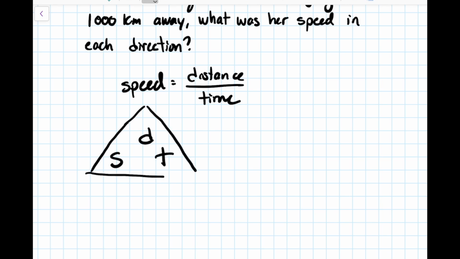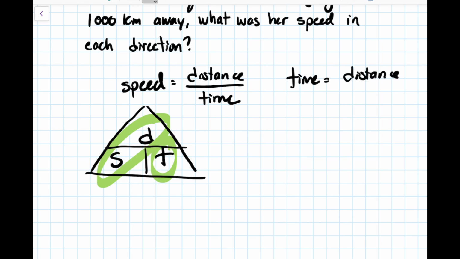But the important thing about this triangle is that it can also help us figure out other things. So if speed is distance over time, we can go a different direction and also say that time is distance over speed. And that's going to be super helpful for us in this equation. So we're just going to say right now, time is distance divided by speed.